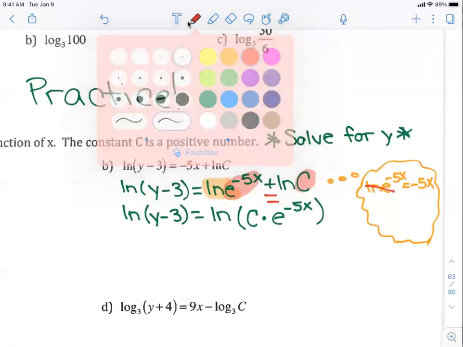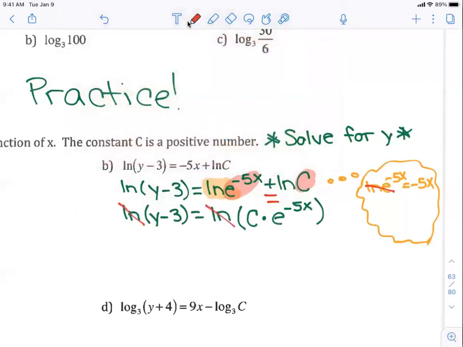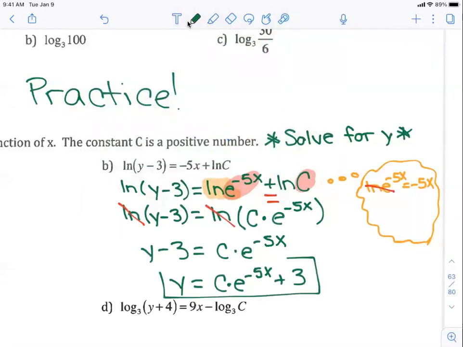Now that I have one natural log isolated on each side, I can go ahead and cancel them, which leaves me with y minus 3 equals c times e to the negative 5x. Again, I'm trying to get y alone. So all I have to do from here is add 3 over, and I'm done. I have now solved for y.